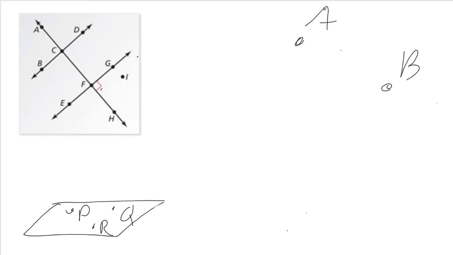So for example, if I had point A and point B, there's exactly one and one line only that could go through both those points. And that line is line AB.